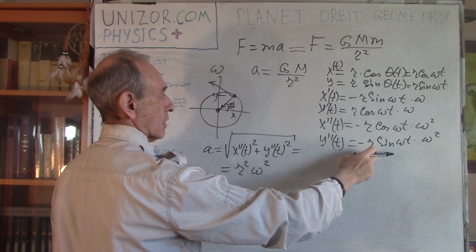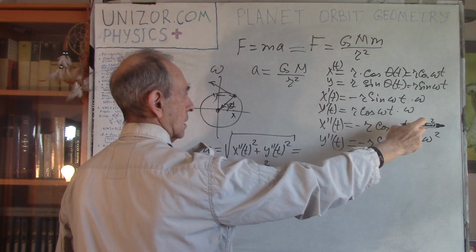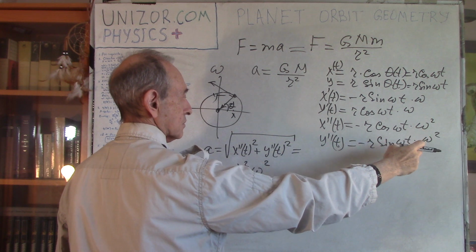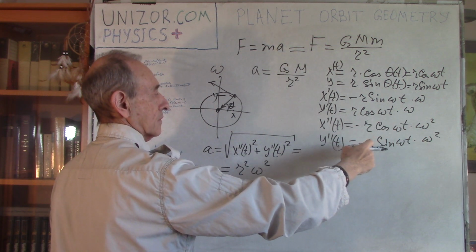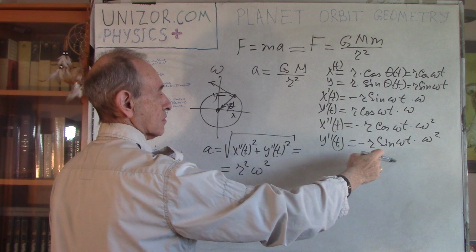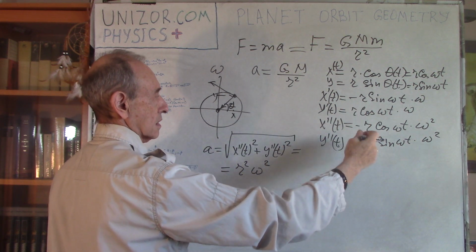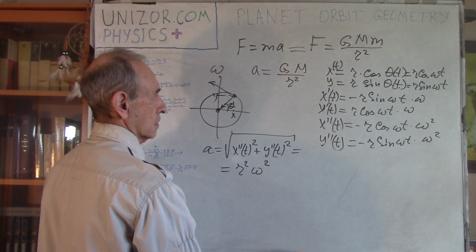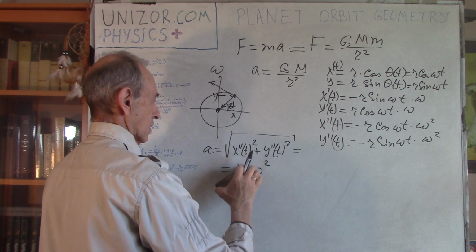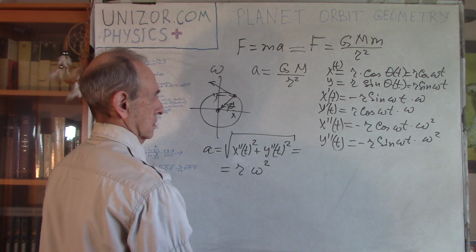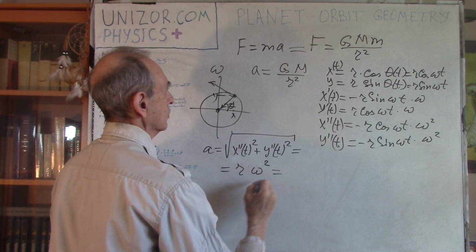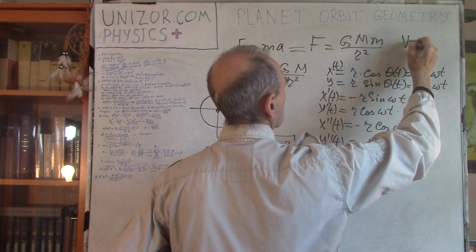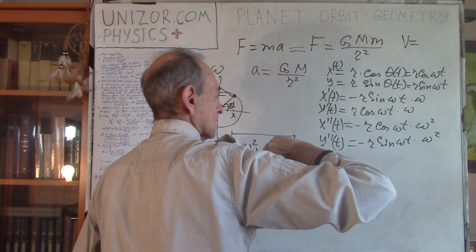So under the square root, I will have r square omega to the fourth and r square omega to the fourth times cosine square and sine square. So they will be the resulting r square omega to the fourth, and the result would be r omega square.